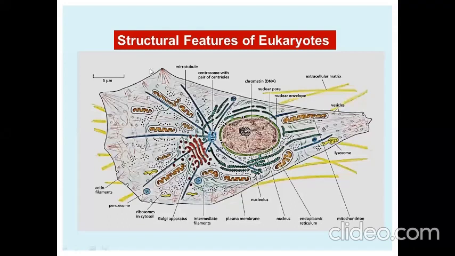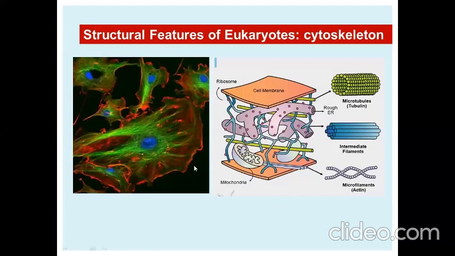Now we will see what are the different structural features of eukaryotes. The most important feature of eukaryotic cells is the presence of cytoskeleton. Cytoskeleton is a network of protein inside the cytoplasm of eukaryotes. You can see in the left-hand image where the cytoskeleton of each eukaryotic cell is labeled with fluorescent dye and how it's forming a perfect network throughout the cytoplasm.